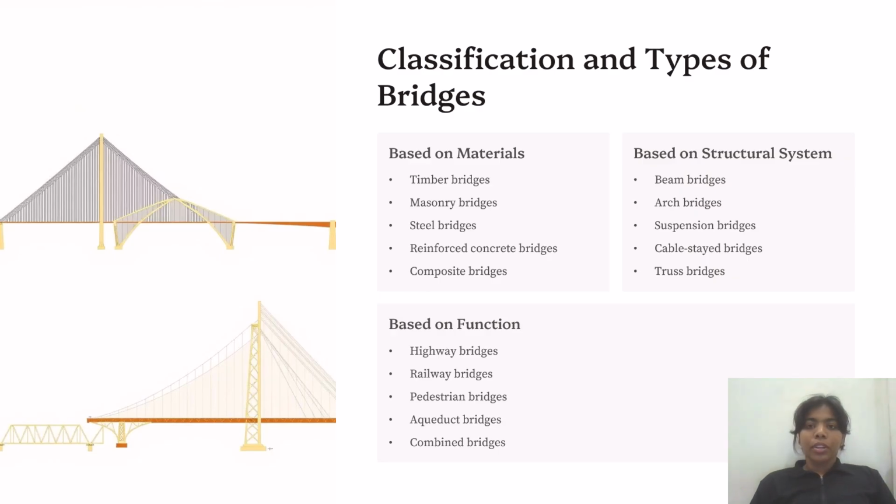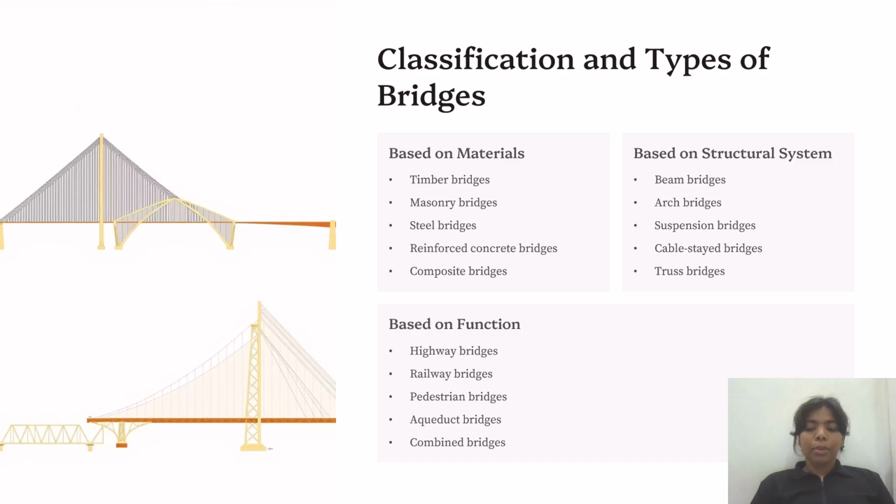So basically, types of bridges are classified on the basis of material, structural system, and function. Based on material, they are timber bridges, masonry bridges, steel bridges, reinforced concrete bridges, and composite bridges. Based on structural system, they are divided into beam bridges, arch bridges, suspension bridges, cable-stayed bridges, and truss bridges. Based on function, highway bridges, railway bridges, pedestrian bridges, aqueduct bridges, and combined bridges.